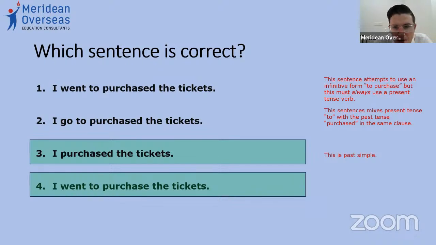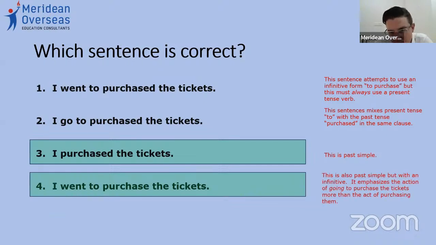So this one, number 3, is past simple. That's absolutely fine. I purchased the tickets. This one is also past simple, but with an infinitive. So it's emphasizing the action of going to purchase the tickets more than the act of actually purchasing them. Okay, so it just adds a little bit more detail. But usually, when you say I went to purchase the tickets, you're probably going to say something about what happened on your journey there, or as you got there.